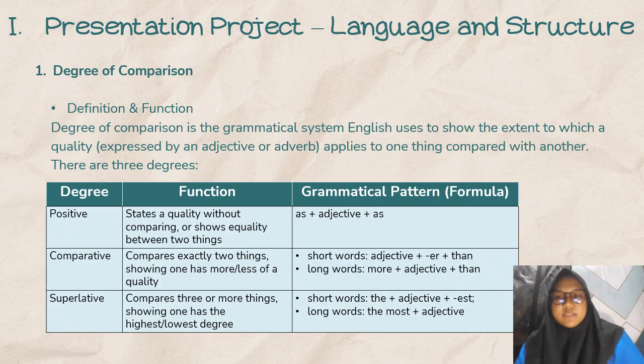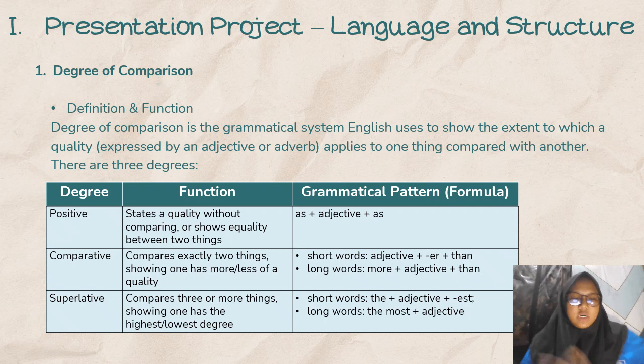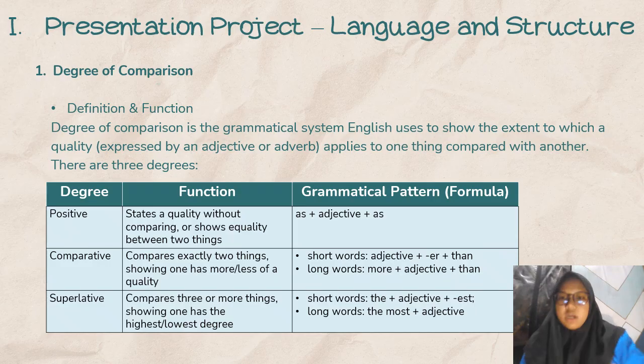So in this part, I have to choose two topics from four topics, and the first one I choose is degree of comparison. So the definition and function. Degree of comparison is the grammatical system used to show the extent to which a quality, expressed by an adjective or adverb, applies to one thing compared with another. There are three degrees. The first degree is positive.